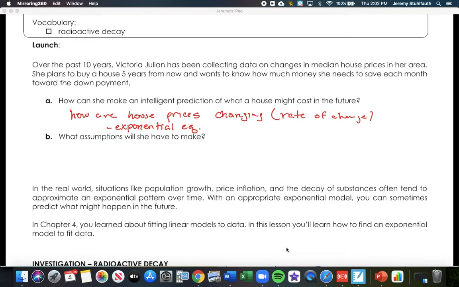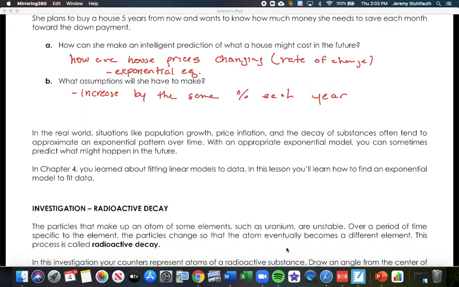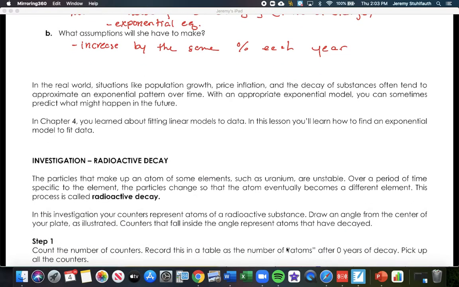Now, the other thing that she would have to assume is that the house prices increase by the same percent each year. So if there are things that might affect this, like COVID, there might be some outliers in her data, which could cause a slight difference in her prediction of what a house might cost. So what we're going to do is we're going to take a look at an example.